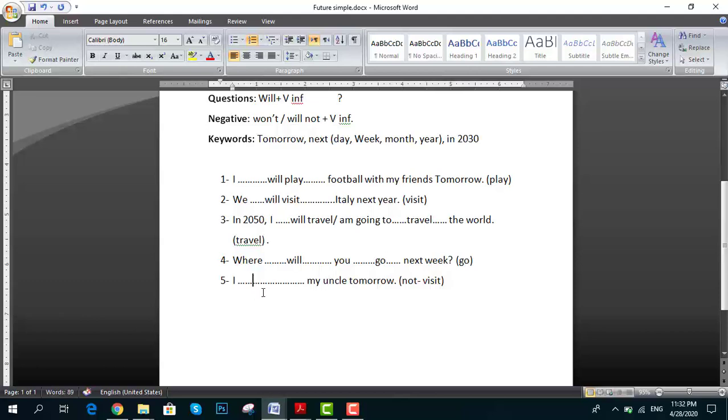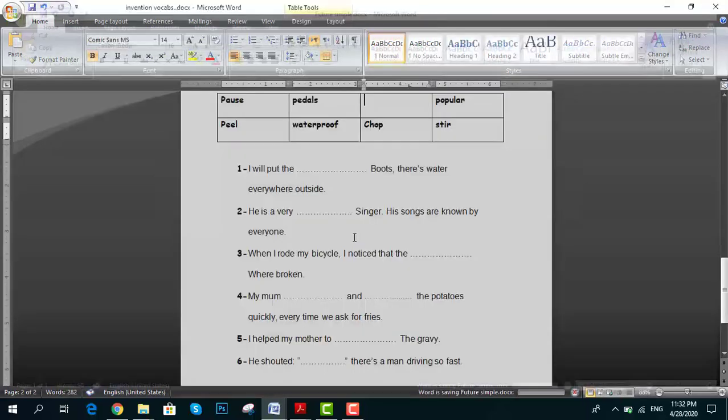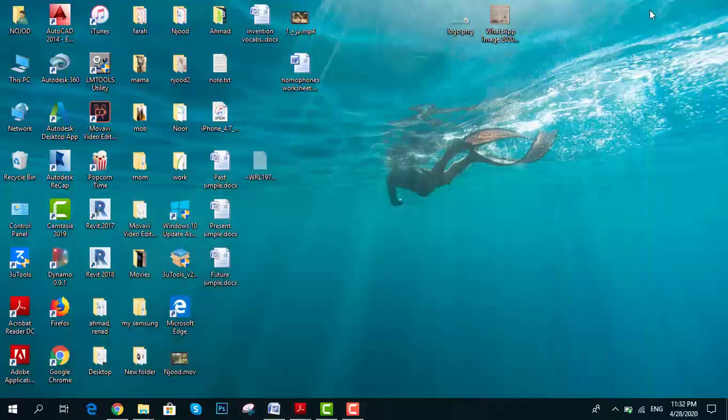The last sentence: I visit my uncle tomorrow, and we should add not. Tomorrow is a keyword for future. So, I won't, or I will not visit. The verb should be infinitive. I won't visit my uncle tomorrow. This is the future simple, okay? These are the past, future, and present.